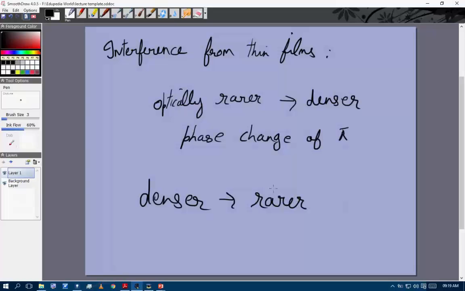Just like if a wave on a string is going from a heavy string to a light string, the reflected wave is not inverted. In the same way, if it is going from a denser medium, say glass, to a rarer medium, say water or air, then the reflected wave is not inverted, does not have a phase change. But if it is reflected from a rarer to a denser medium, then there indeed is a phase change of pi. Right. So that is the first concept needed.